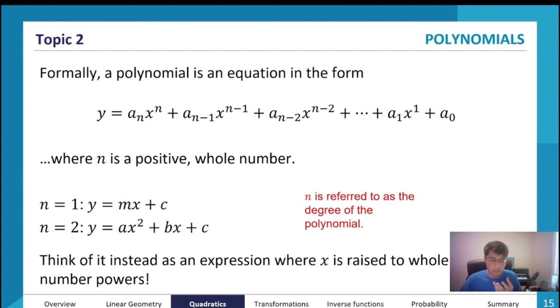In Methods, you can encounter questions, like I said before, which involve cubics and quartics. Cubics would be a degree of 3, and quartics would be a degree of 4. We'll get a little bit into that later on. Generally, the takeaway from this slide, though, is a polynomial is an expression where x is raised to whole number powers, and the degree of the polynomial is the highest power that x is raised to.